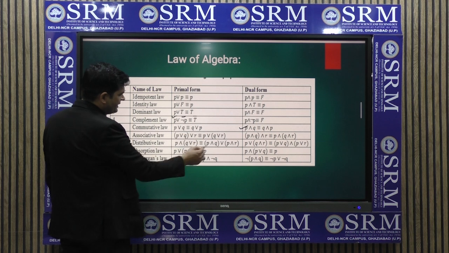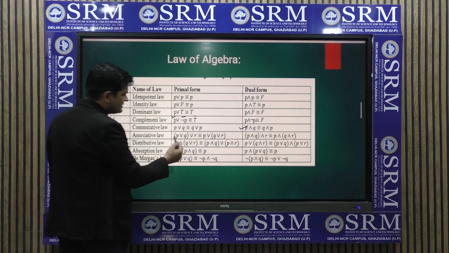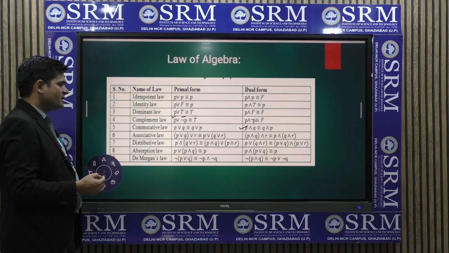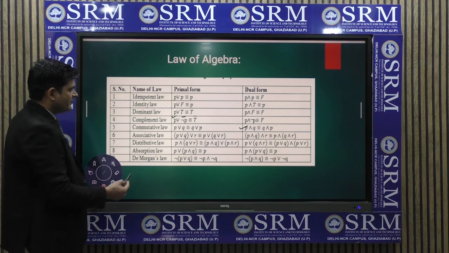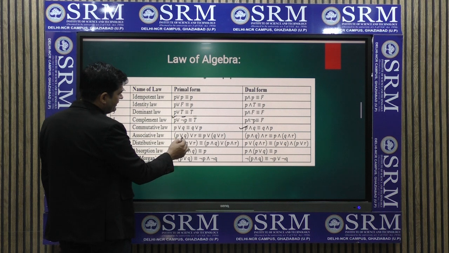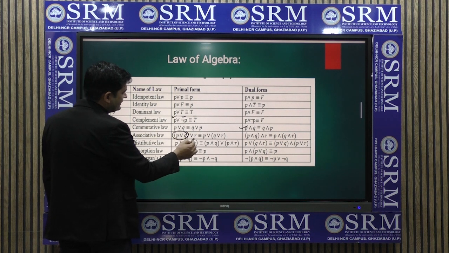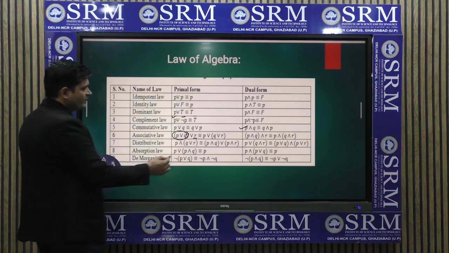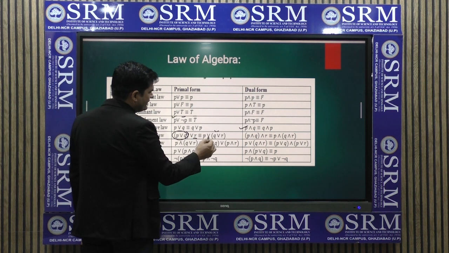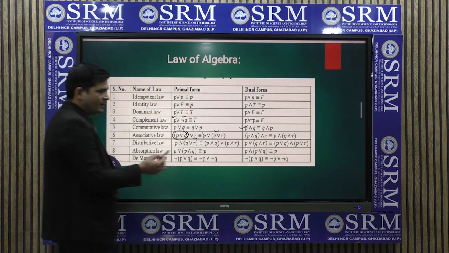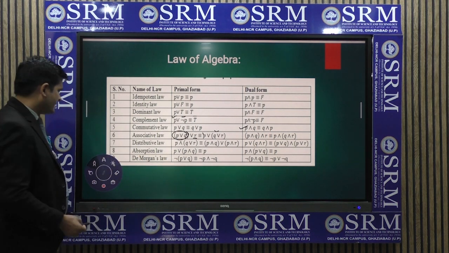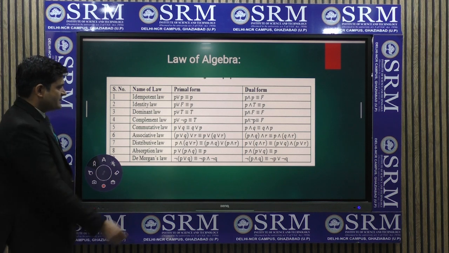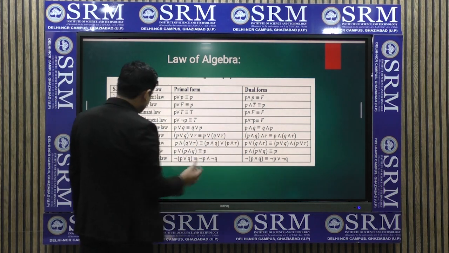This is my associative law. Associative law means the order of the propositions in a compound statement doesn't matter here. So if you calculate P disjunction Q first and then take the disjunction with R, or if you calculate Q disjunction R first and then take the disjunction with P, in both cases you will obtain the same truth values. Okay, so this is the dual statement, the dual form.